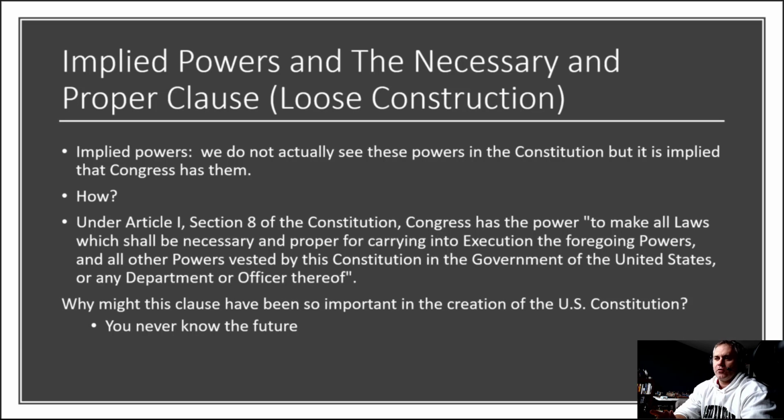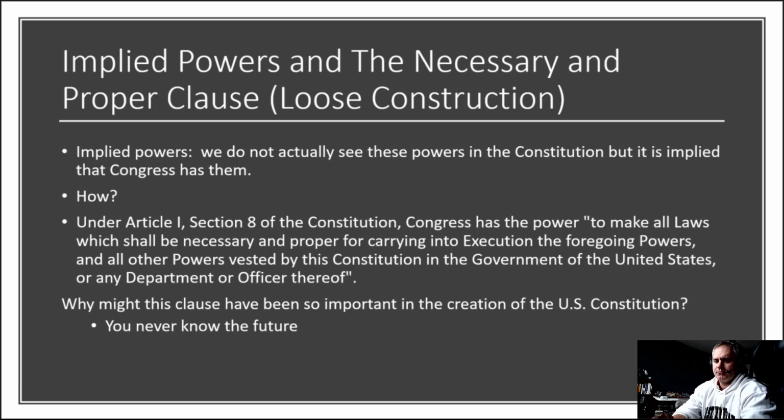Now, why might this clause be so important in the creation of the U.S. Constitution? You have to keep in mind that not everyone knows the future. We came up with some great examples and discussion in our last meeting. Hodges talked about how the Air Force wasn't mentioned in the Constitution because airplanes hadn't been invented yet. And that's true. Imagine having to make a change to the Constitution, which is actually very difficult, though certainly not as difficult as it was under the Articles of Confederation. But imagine having to create an amendment just to allow the Air Force.